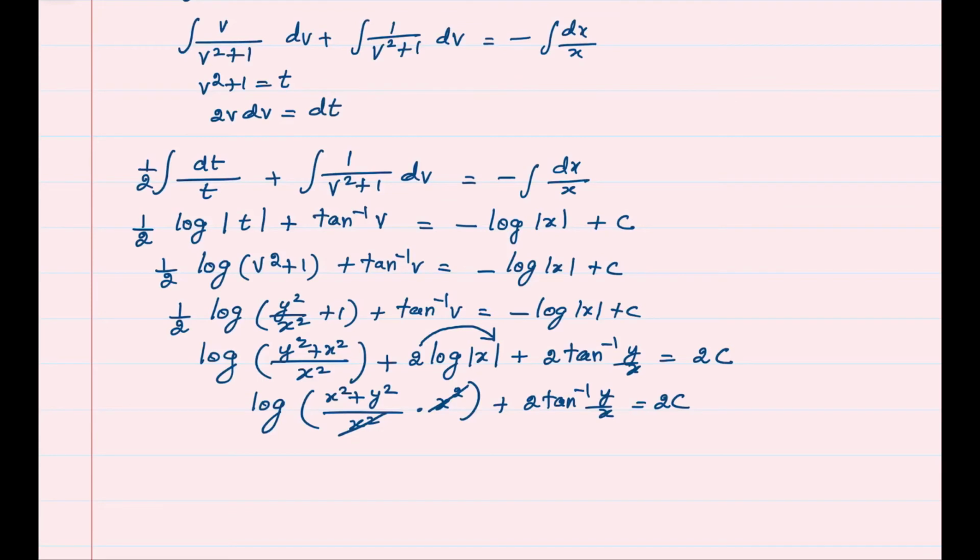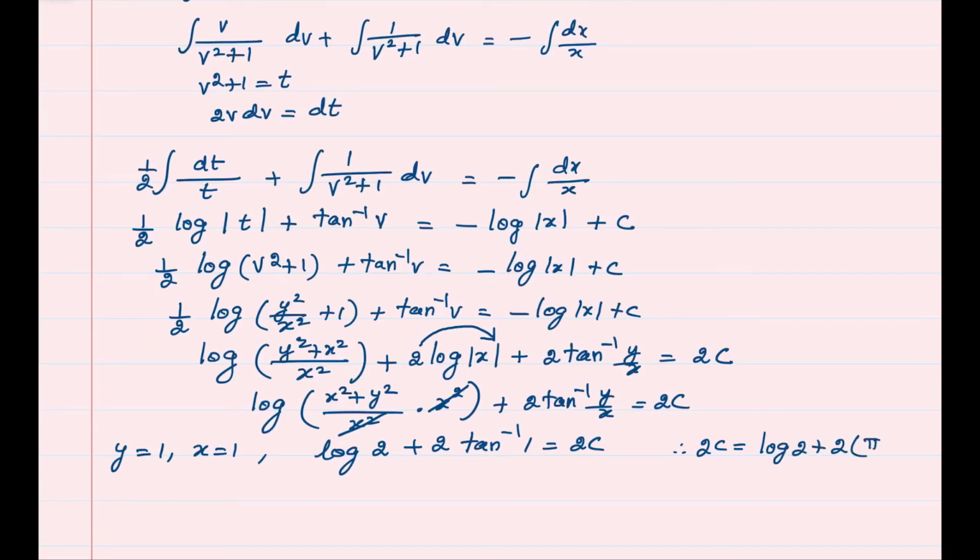This is an initial value problem. y is 1 when x is 1. Therefore, log of 1 square plus 1 square is 2, plus 2 tan inverse of 1 equal to 2c. Therefore, 2c is, tan inverse of 1 is pi by 4, we get log 2 plus 2 times pi by 4.